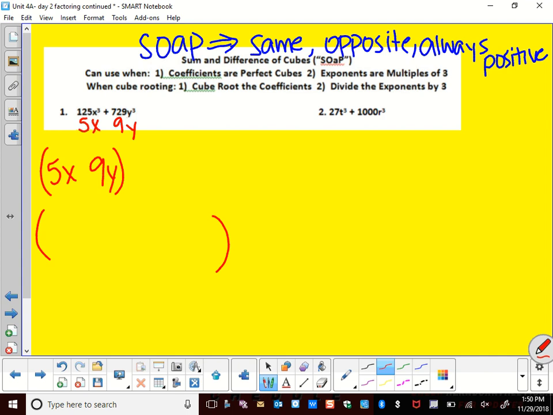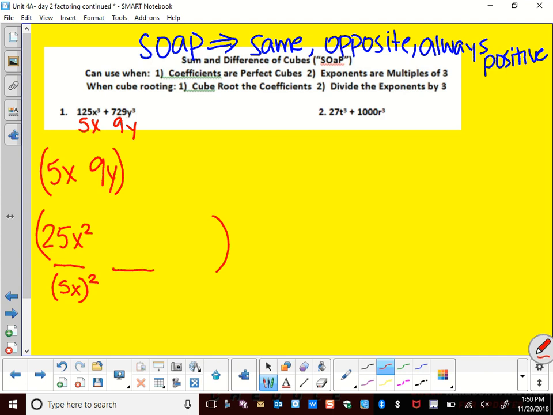Alright, so here's the system. My first number here, I square the first number in my first parentheses. So what is this? What's 5x squared? Nope. What's 5 times 5? So 25x squared.